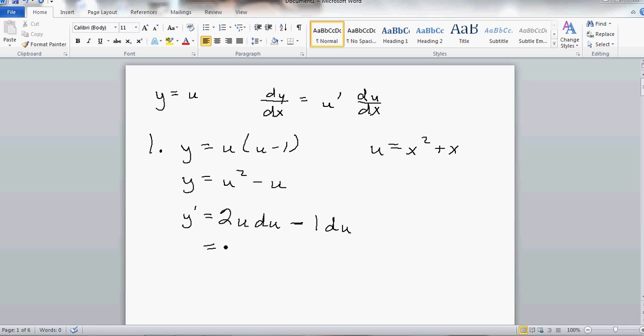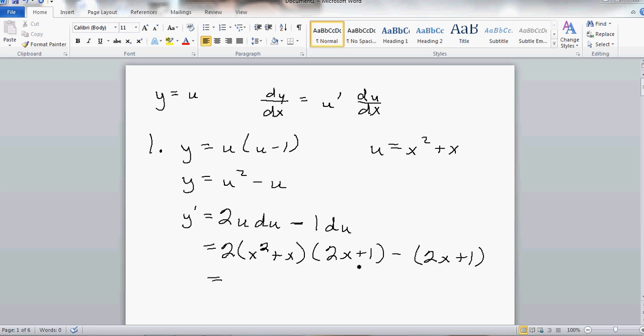So what this becomes is 2, and we are told u is equal to x squared plus x. Now we can actually start plugging in those values. x squared plus x, and then I need to know the derivative of u. Well, the derivative of u is 2x plus 1. Minus 1 times the derivative of u. Well, the derivative of u is still 2x plus 1. So let's see what we get here.